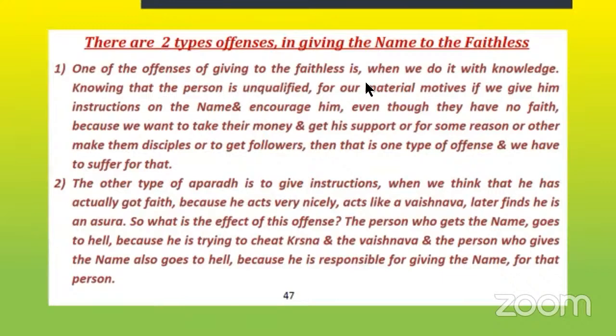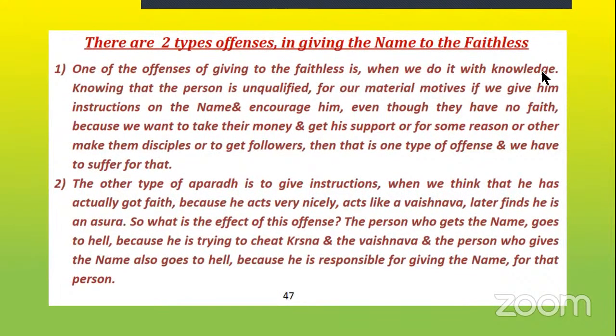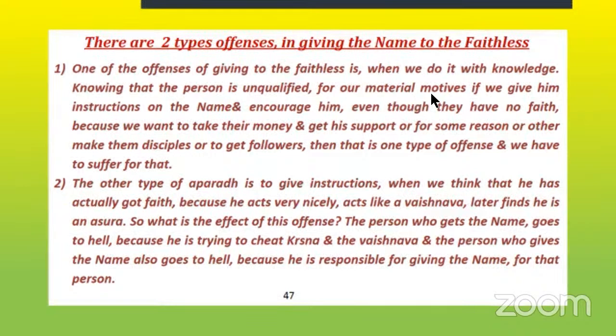One of the offenses of giving to the faithless is when we do it with knowledge. If we know that the person is cheating, he is faithless, unqualified, but still we are giving knowingly, thinking that he will give up his material motives. Like that, we are just imagining. For our material motives, if we give to him, that means we are attached to them. So we are giving him the instructions on the name.